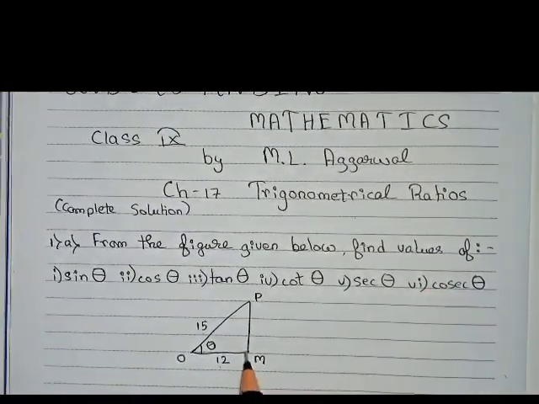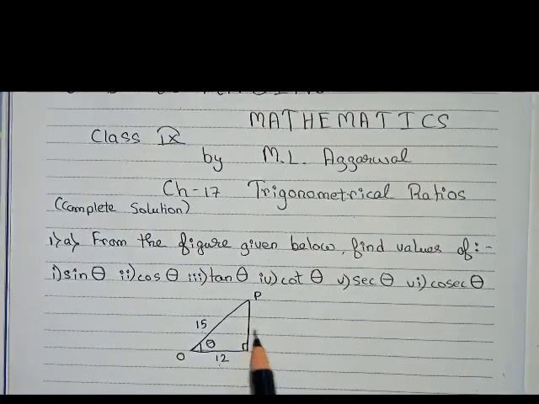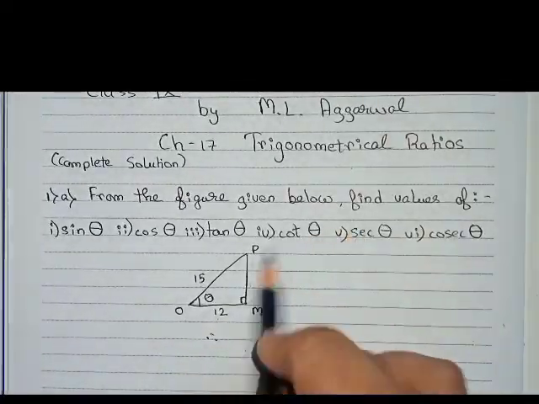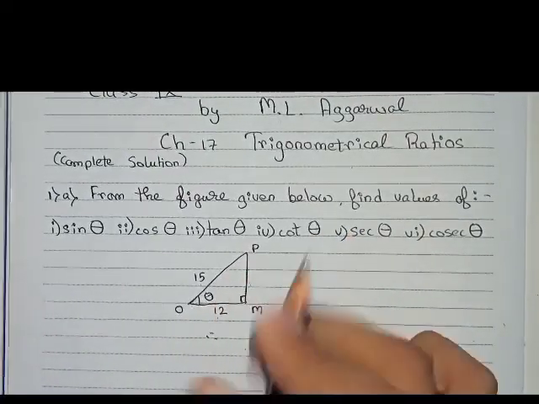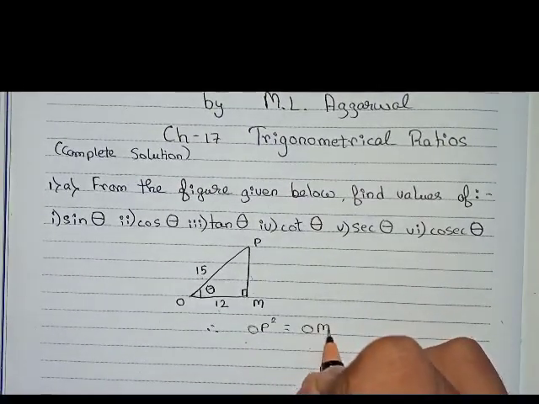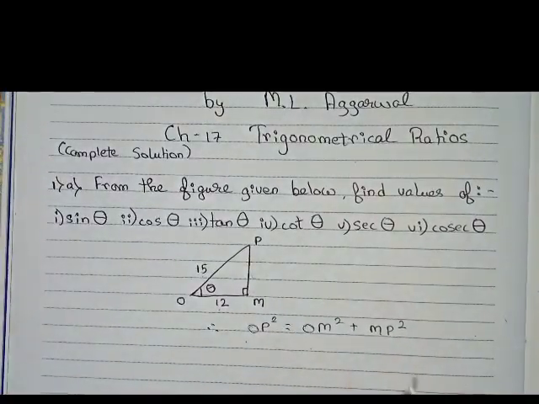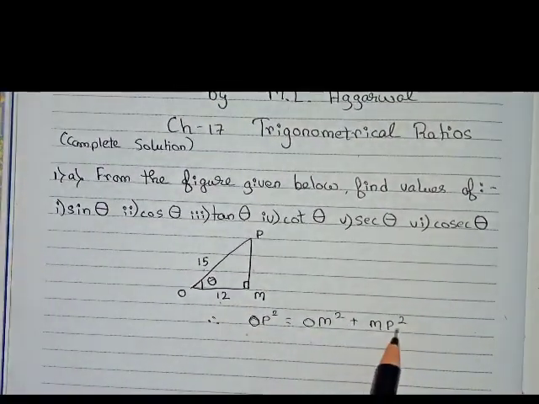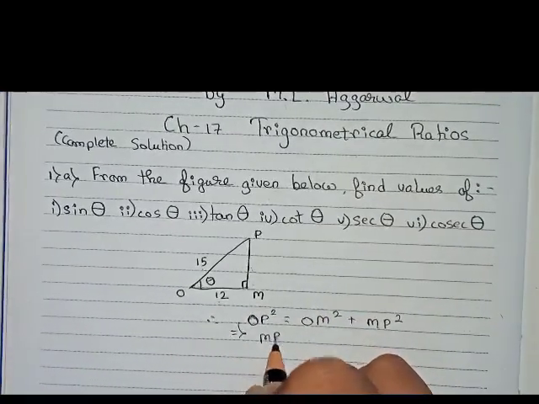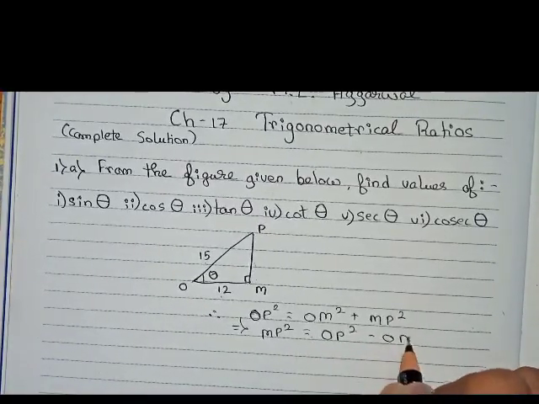So this is a right angle triangle, this is a right angle. So easily we can find out PM by the Pythagoras theorem. Therefore we know that hypotenuse square, that is OP, is the hypotenuse. So OP square will be equal to OM square plus MP square. So we need to find the value of MP. So we rearrange the equation like this. MP square will be equal to OP square minus OM square.